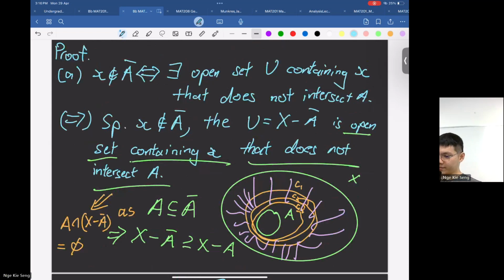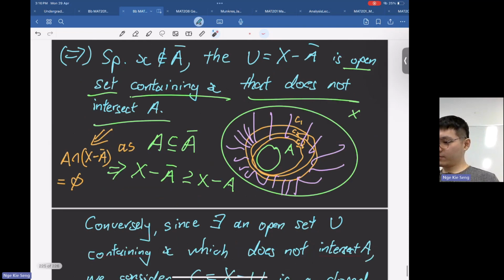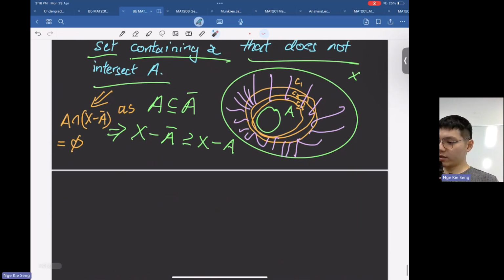Is it the wrong direction or not? Correct direction? You see, A is smaller than A bar, right? A is smaller than A bar. So you take away from X a bigger thing, versus X take away a smaller thing. So let me try. Correct or wrong? Did we swap? So let's try.